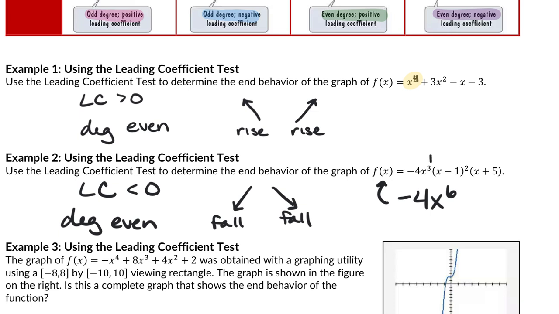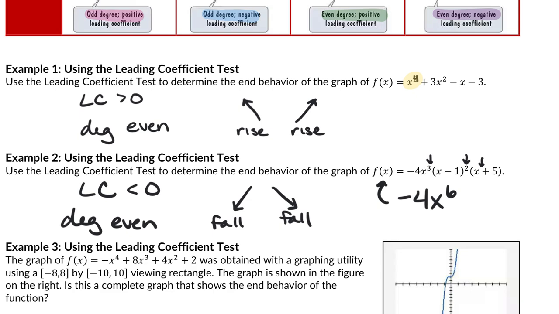Because it's 3, 2, and 1. So that's a total of 6. And if I multiply those leading coefficients, that's negative 4 times 1 times 1. Coefficients multiply, exponents add. That's a great question. Yeah, exponents add, coefficients multiply.